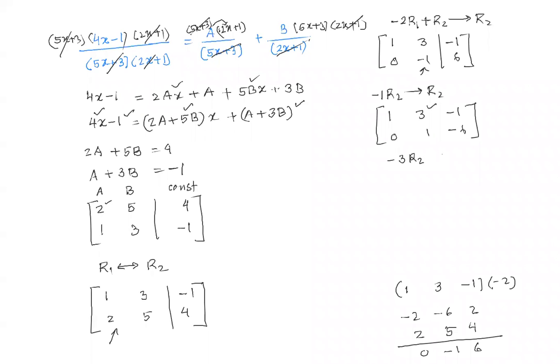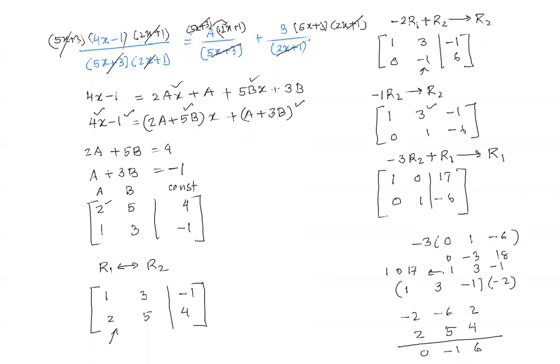-3 times row 2 plus row 1 becomes my new row 1, right? So -3 times row 2 is 0, -3, 18. With that, I add row 1, which is 1, 3, -1, and that's going to give me 1, 0, 17. So it's going to be 1, 0, 17, and then 0, 1, -6.